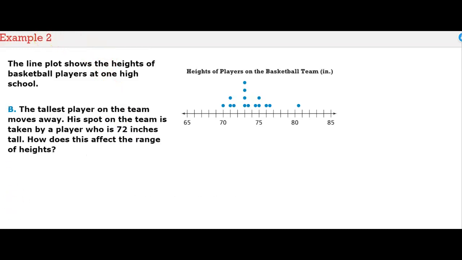The line plot shows the heights of basketball players at one high school. Part B. The tallest player on the team moves away. His spot on the team is taken by a player who is 72 inches tall. How does this affect the range of heights?